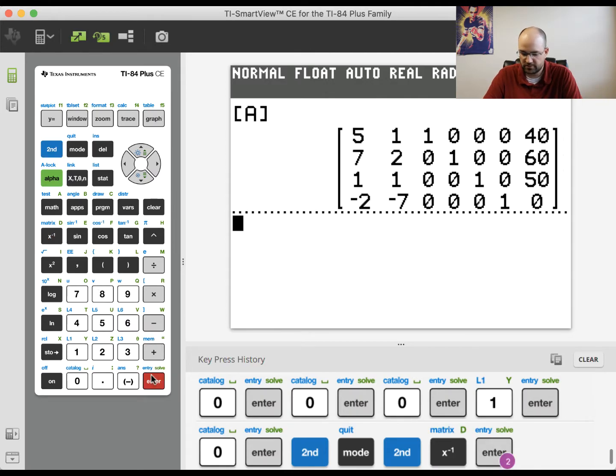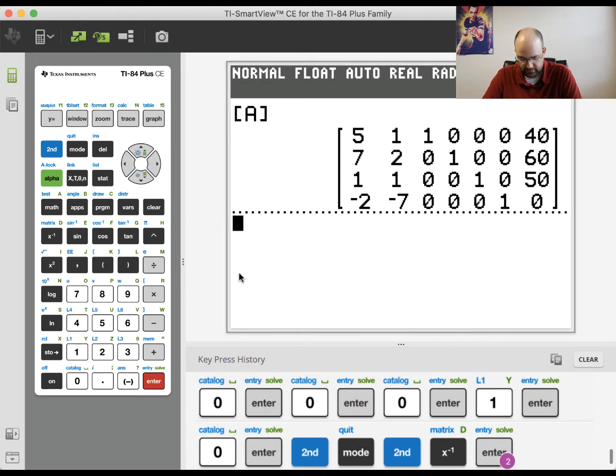to make sure that it is correct. 5, 1, 1, 0, 0, 0, 40. 7, 2, 0, 1, 0, 0, 60. 1, 1, 0, 0, 1, 0, 50. Good. -2, -7, 0, 0, 0, 1, 0. Awesome. As we found last time, this number 2 here is going to be our pivot.